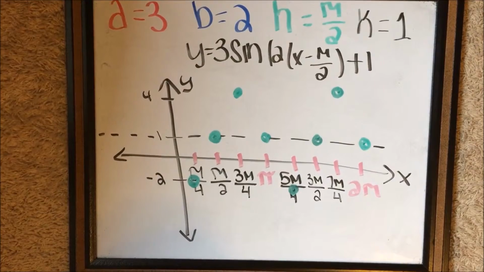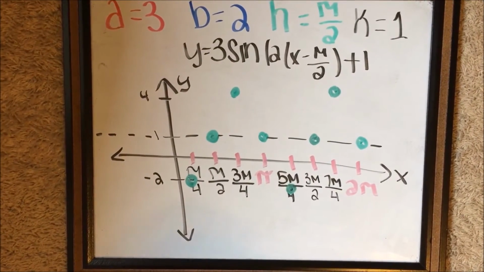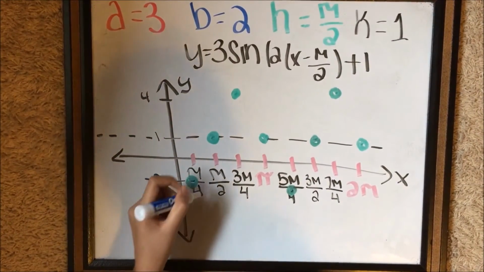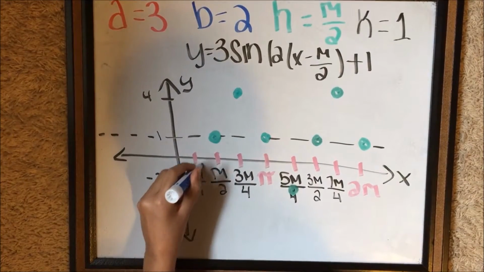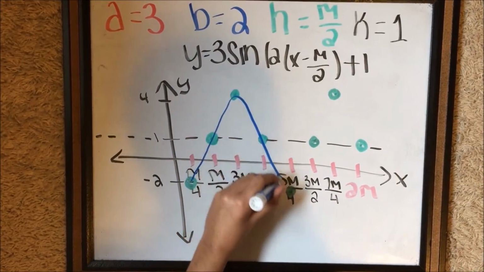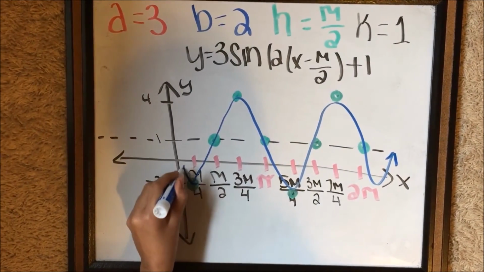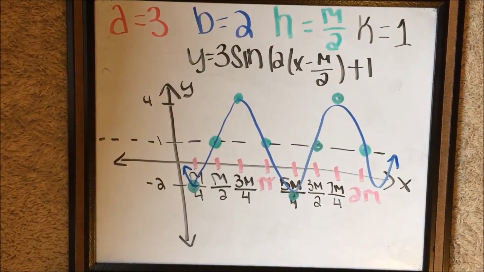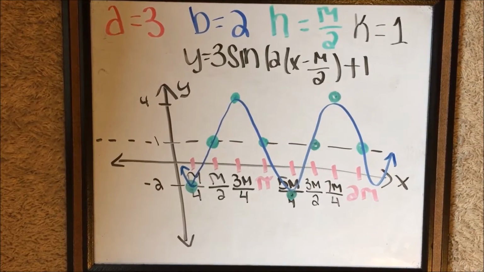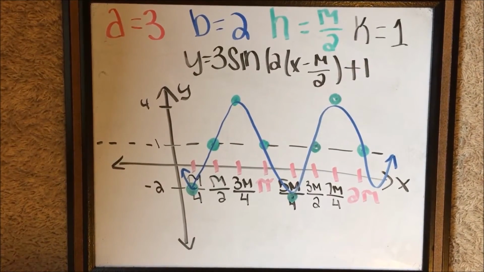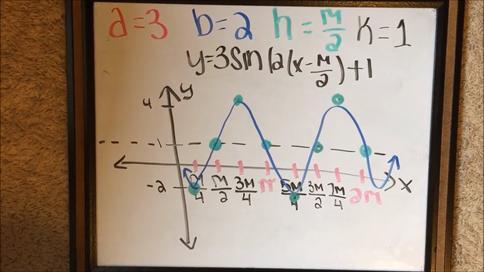And now we can connect them. And we now have our final graph, and this is y equals 3 sine 2x minus pi, plus 1.